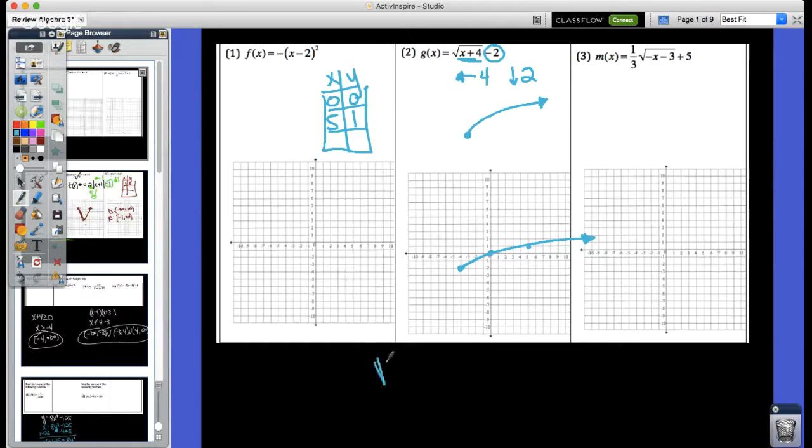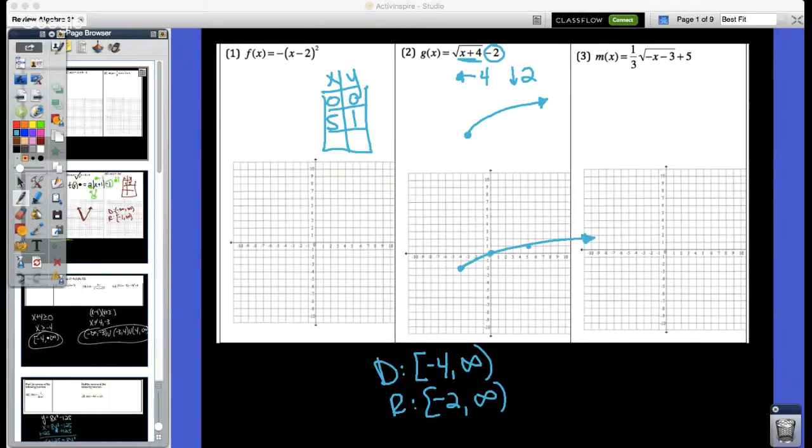So our domain is a little different. Furthest left would be negative 4. Furthest right is infinity. Range, the lowest is negative 2, and the highest is infinity. Okay? And that would be my answer. Hopefully, do you all have any other questions?